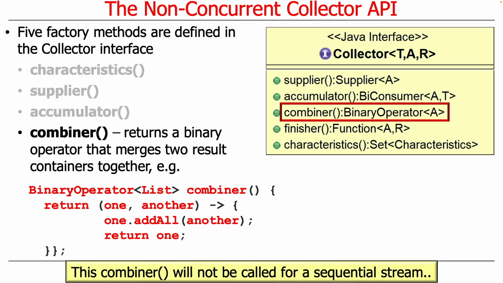The combiner returns a binary operator that merges two result containers together. Now, for some strange reason, there's no single method for doing this in Java, so you typically have to write code like this or define another helper method somewhere. So you can see the combiner here takes two lists, one list and another list, and it adds the other to the end of one, and it returns one. And we do this just to trivially maintain encounter order, because we're going to essentially append the other at the end of one. Remember, combiners are not called for sequential streams.